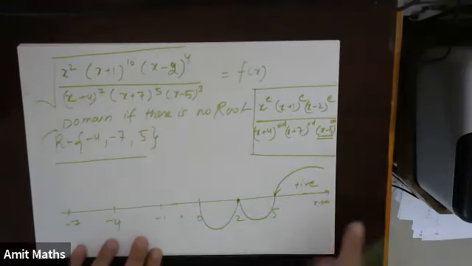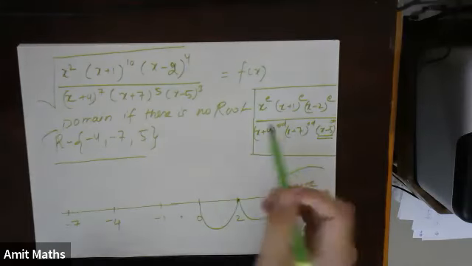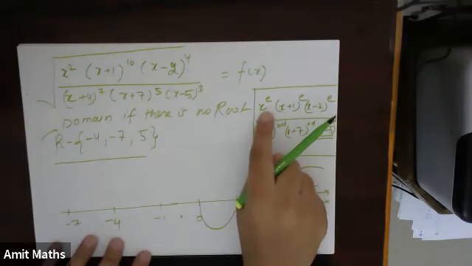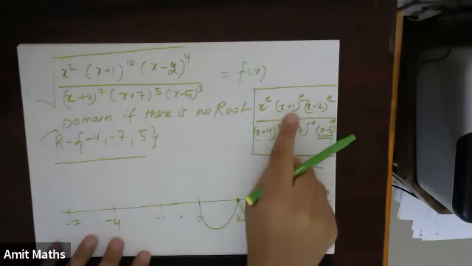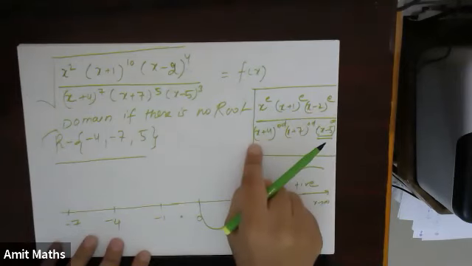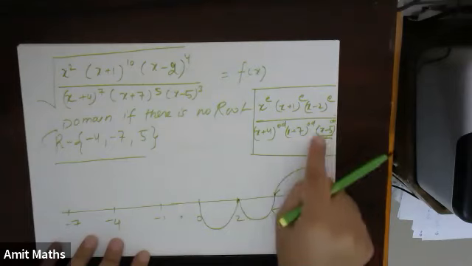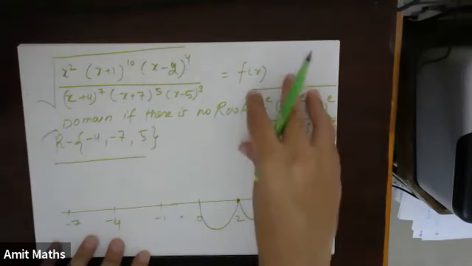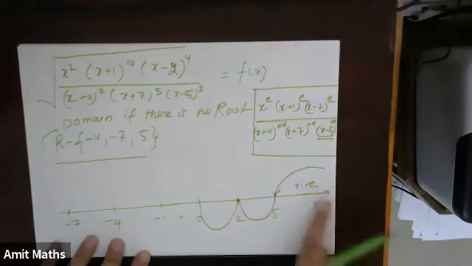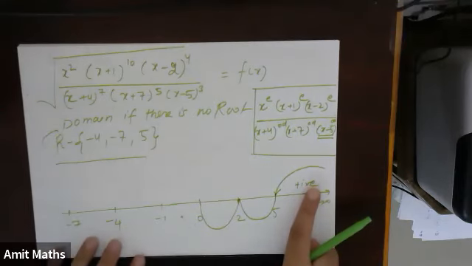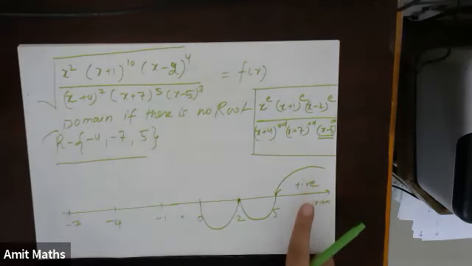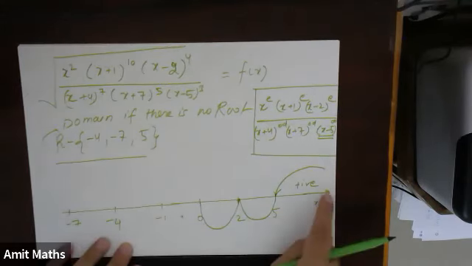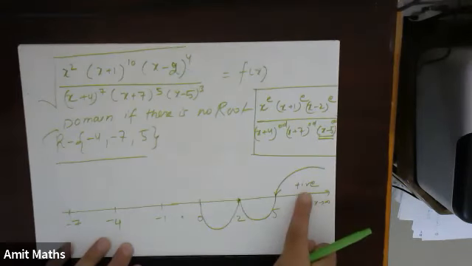How I started with positive is, take x as 1000. This will be 1000, this will be 1001, 1000 into 1001, this will be 999, this will be 1004, this will be 1007, this is 995. Multiply all of them, numerator and denominator, and the total sign will be positive. That is why I am taking positive. Suppose somebody starts with negative, I will explain how we start with minus infinity also. With positive infinity, if I take a very large number, the overall sign is positive. That is why I am starting with positive.